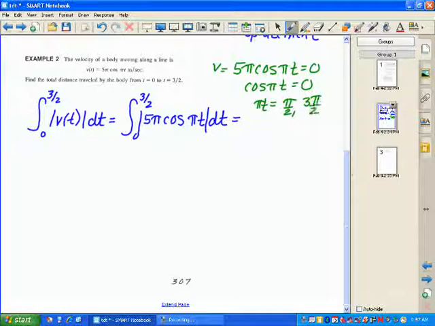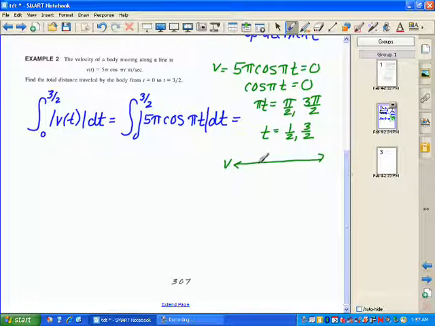Over 2. And to solve this, I have to divide everything by pi, which basically knocks out the pi's. Okay. I know I'm going here from 0 to 3 over 2, like so.